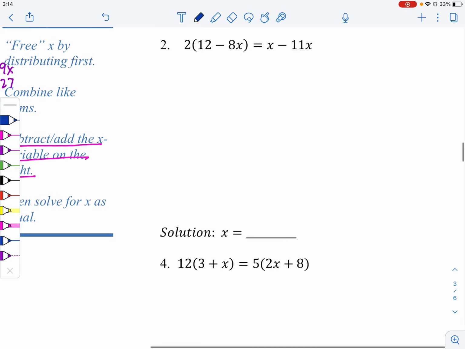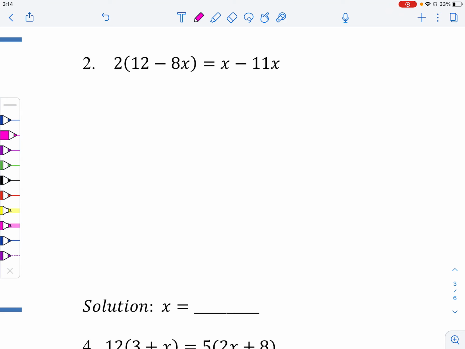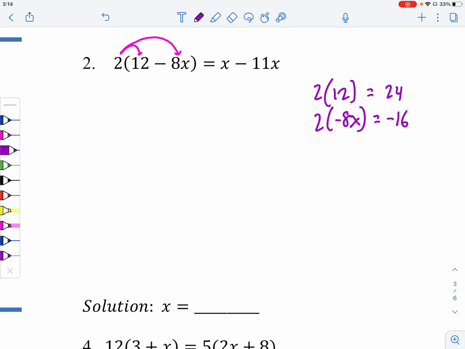Okay, let's do number 2. Same thing, we have parentheses, we're going to distribute first. So release the x by distributing. So we write 2 parentheses 12, 2 parentheses negative 8x. So we have 2 times 12, 24. 2 times negative 8, negative 16 with 1x.